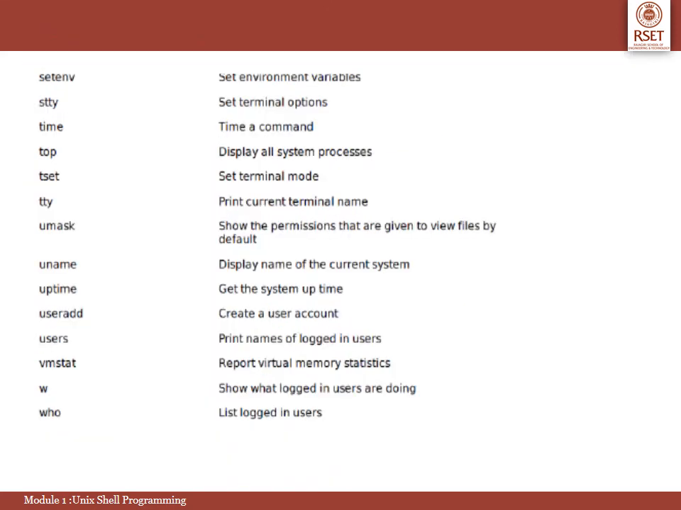The command setenv will set environmental variables. stty will set terminal options. Time is a timer command. Top displays all system processes. tset will set terminal mode. tty will print current terminal name. umask shows the permissions that are given to files by default. uname displays the name of the current system.